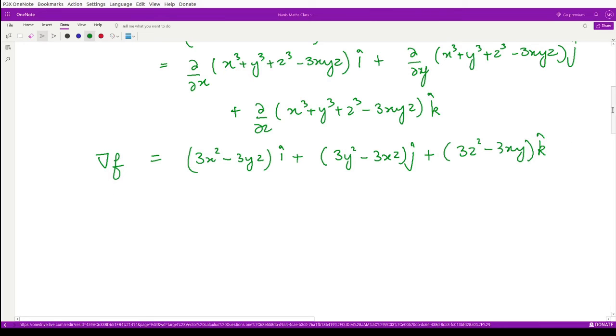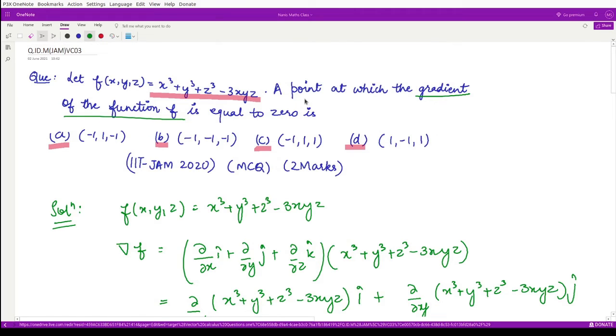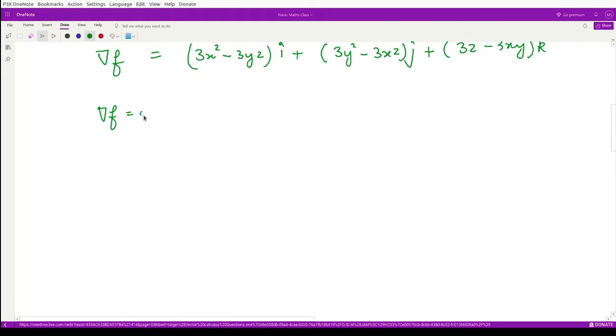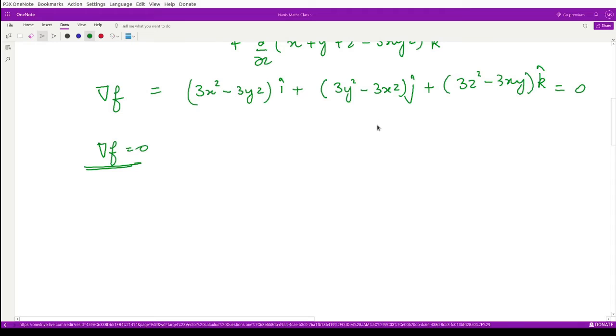But if you look at the question carefully, they are asking for a point at which the gradient of the function is equal to 0. So let us equate this gradient to 0. Here 0 is the vector 0, because on the left hand side there is also a vector quantity. So that means it would be 0 i cap plus 0 j cap plus 0 k cap. And in case of vectors, two vectors are equal whenever the components of i are equal, the components of j are equal, and the components of k are also equal. So let us do that.